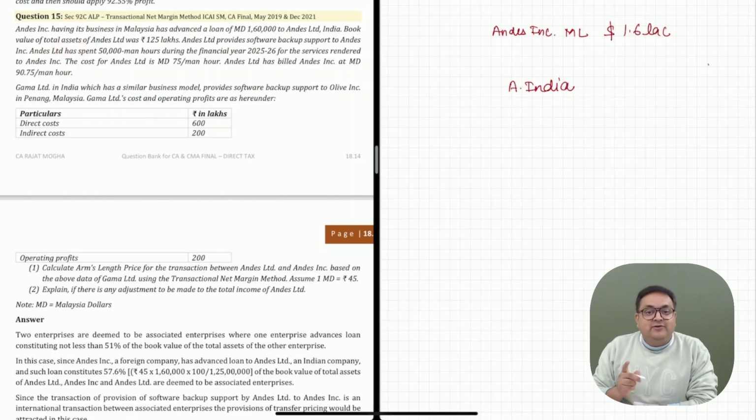If the market value is given, please don't get trapped over here. You have to take the book value. So the book value would be given to you. The book value of the assets of Andes Limited was 125 lakh. So this is 125 lakh.